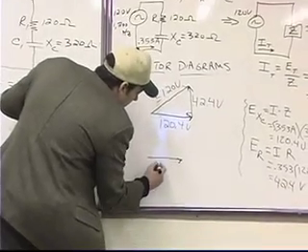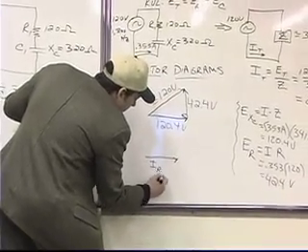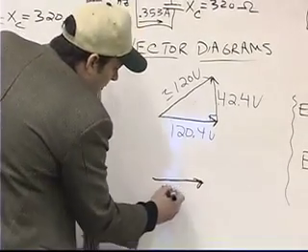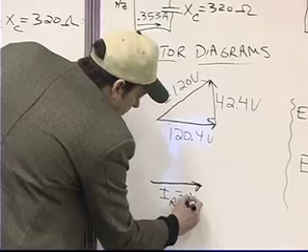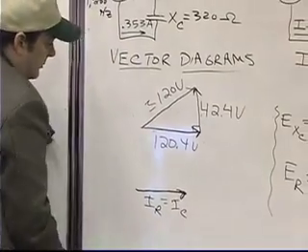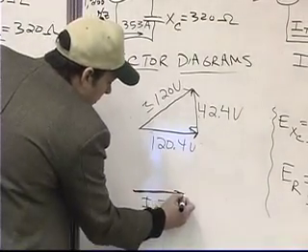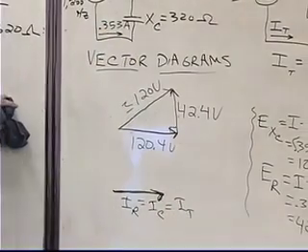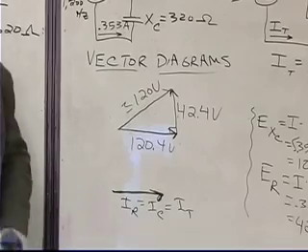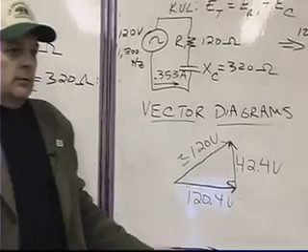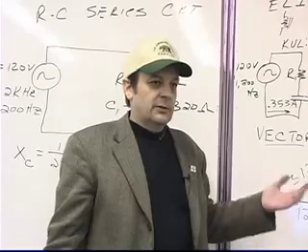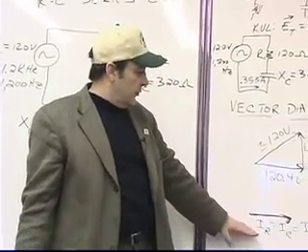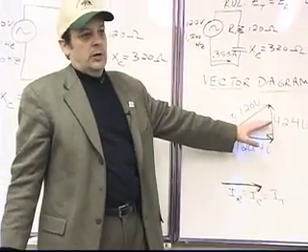This would be the current flowing in the resistor. This would be the current flowing in the capacitor. And this would be the current flowing at the source. In other words, they're all the same. So if you want to draw an arrow, you can, but it's not necessary because they're all the same in magnitude and direction.